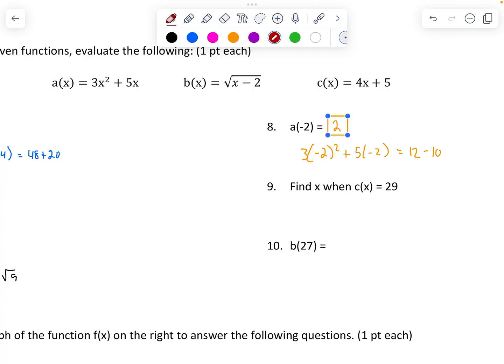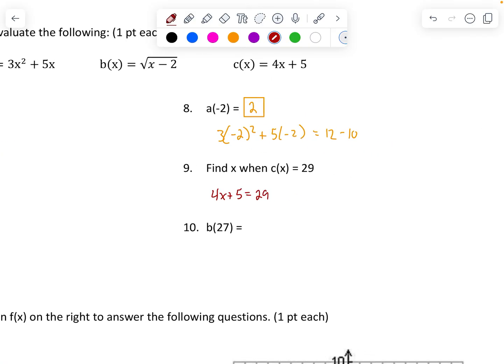Number 9, this is where you're taking 4x plus 5 and setting it equal to 29. And solve. Subtract 5. So you get 24, and divide both sides by 4, and you get x equals 6.